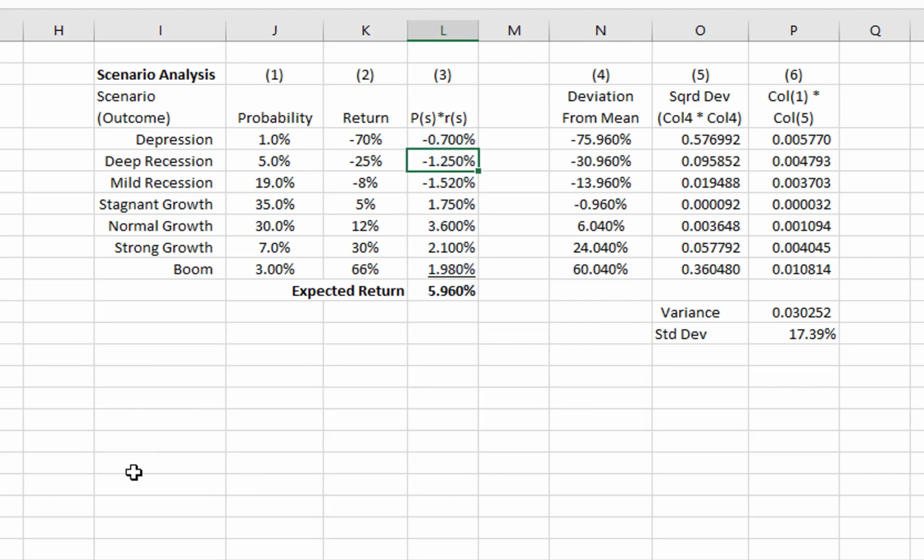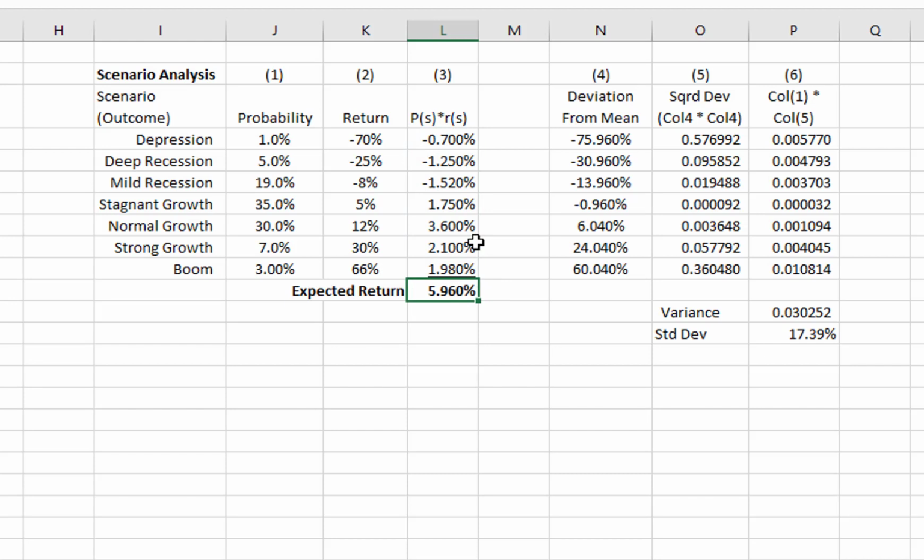So let's again just look at each of these numbers. The component return for a mild recession is going to be the 19% times negative 8. So we have this little negative return. This is going to be a component of our overall expected return. And again, this is just the sum of all of those little bits and pieces. So 2 different ways to come up with an expectation.